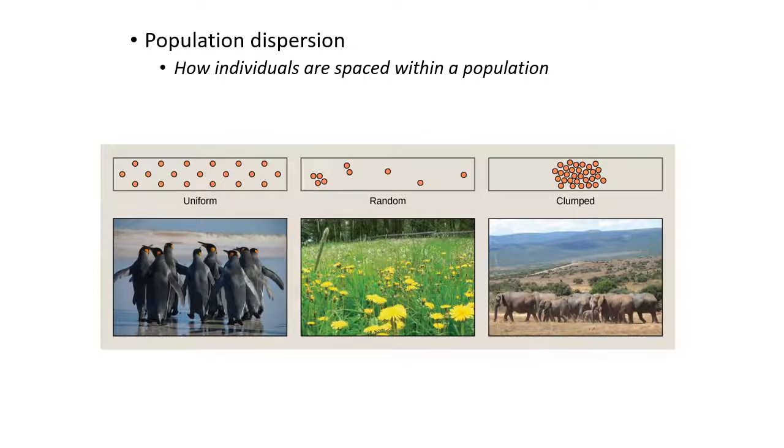From here, we go into population dispersion, how the individuals are spaced within a population. It could be uniform, where it is spread out evenly, or random, where you can get clusters in different areas, or clumped, where you get one large area of all of it together and then a bunch of areas that don't have anything. Here we have uniform, and the example is penguins, random, the example is flowers, and then clumped, where our example is elephants.